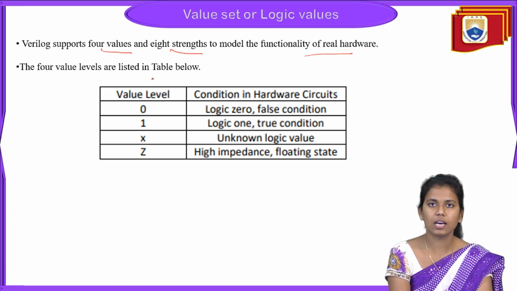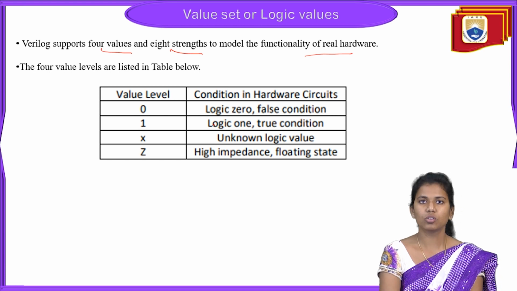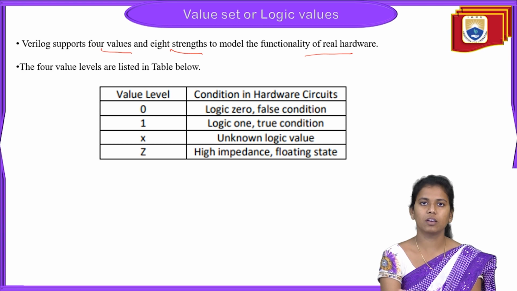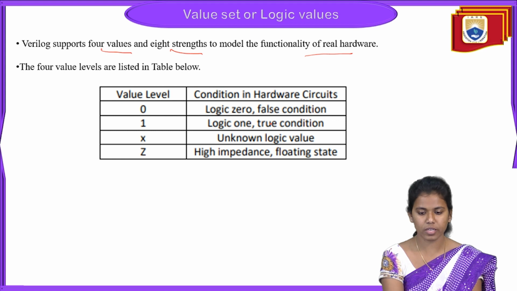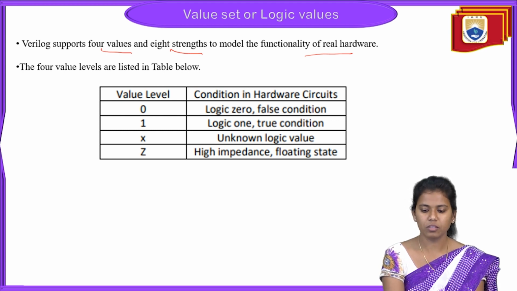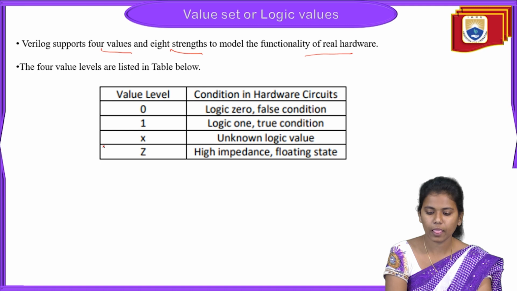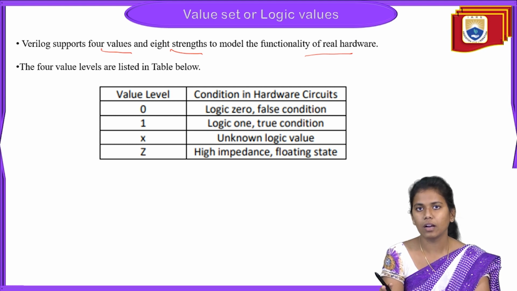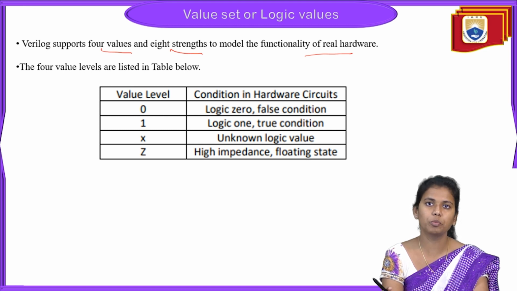The 4 values are listed in the table below. This table shows us the different 4 levels and also the 8 strengths of a particular model. For the value level, you have 0, 1, X and Z, and the condition in the hardware circuit. What sort of condition can you observe when the circuit has output 0, output 1, output X and output Z?